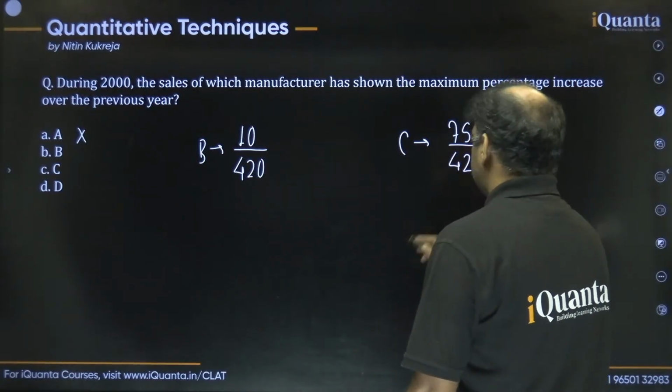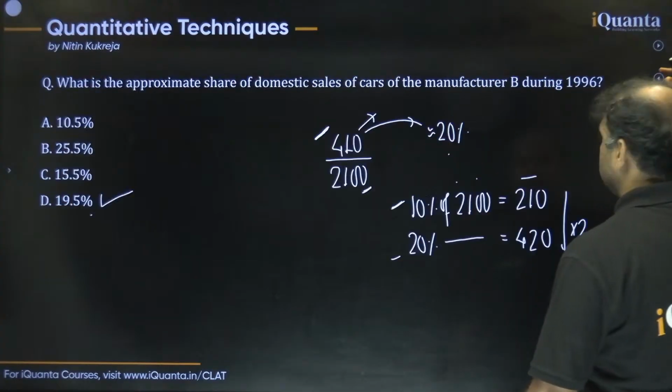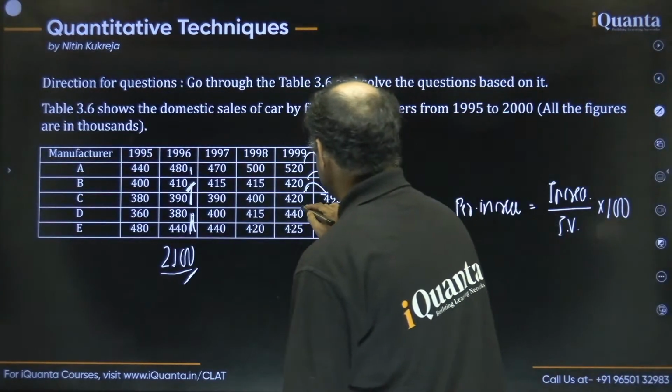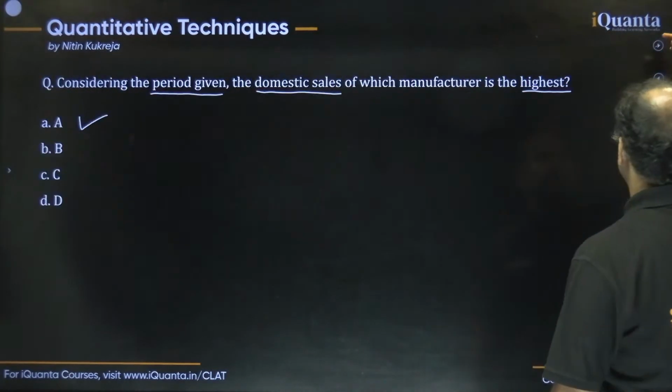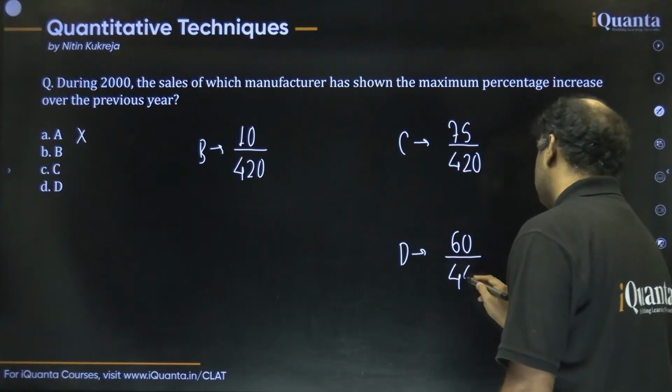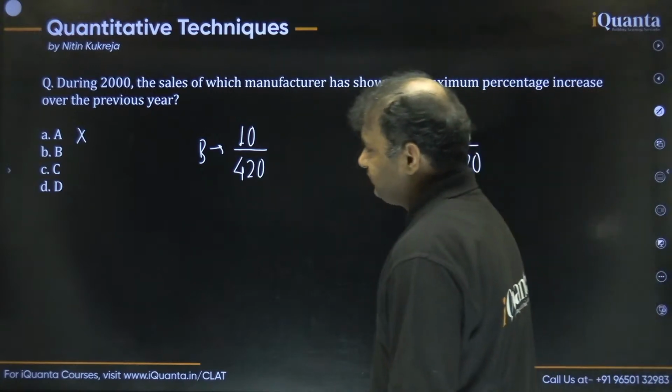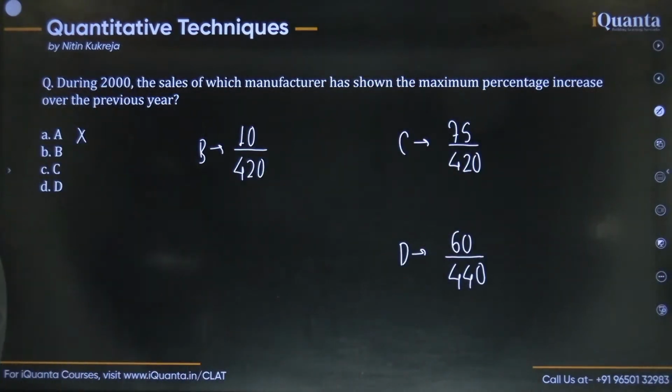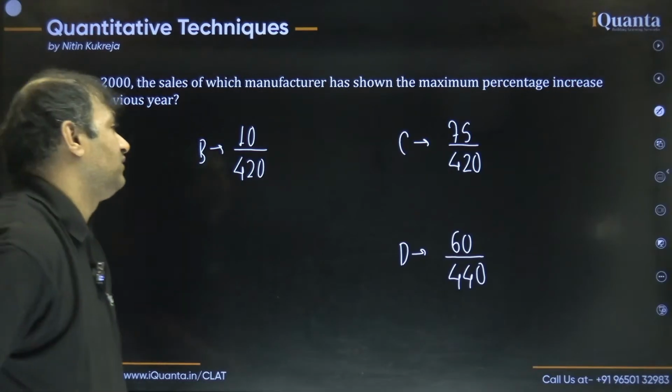Okay, what about D? For D, similarly, we see that the increase is how much? The increment is 60 and initial value is 440, right? The increase is 60 and initial value we have is 440. So this is what we have so far, right? With B, C, D, we know the increase and also the initial values, right? Now let's think about which has the maximum increase.